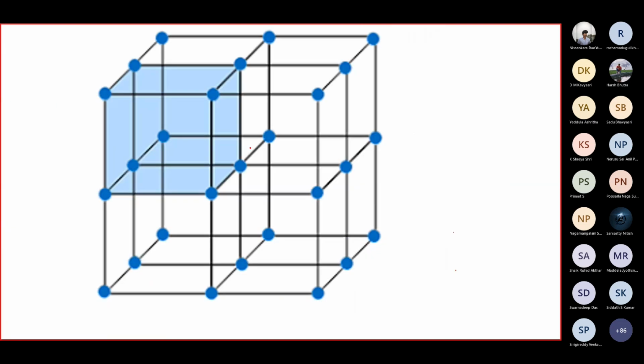So now, this is a simple cubic structure, a three-dimensional simple cubic structure. It has atoms at each of these edges.